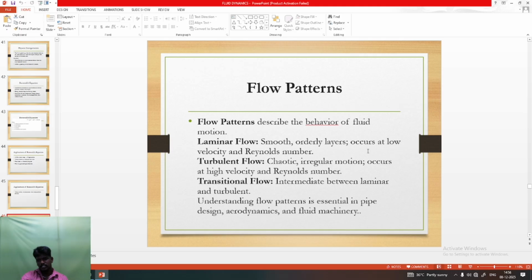Laminar flow has smooth, orderly layers and occurs at low velocity and low Reynolds number. Turbulent flow means chaotic and irregular motion that occurs at high velocity and high Reynolds number. Transitional flow is intermediate between laminar and turbulent. Understanding flow patterns is essential in pipe design, aerodynamics and fluid machinery. If the Reynolds number is less than 2000, the flow will be laminar.